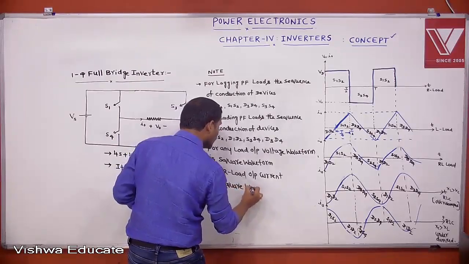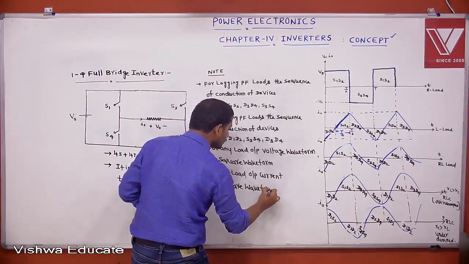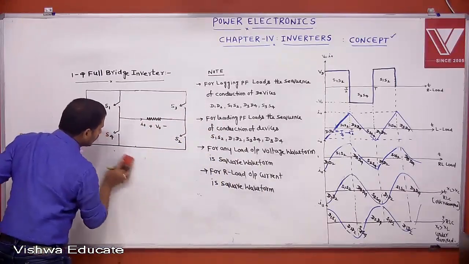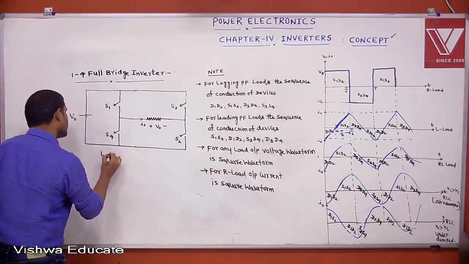Output current is a square waveform. Okay, now I want to list out some points with respect to purely inductive load, L load. Same points that I discussed.